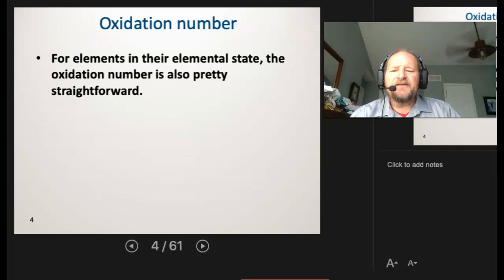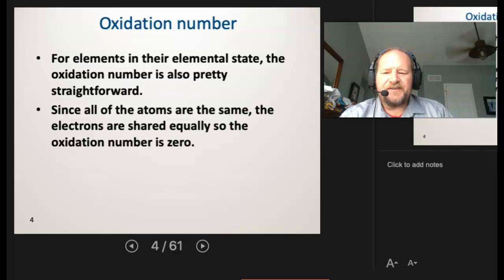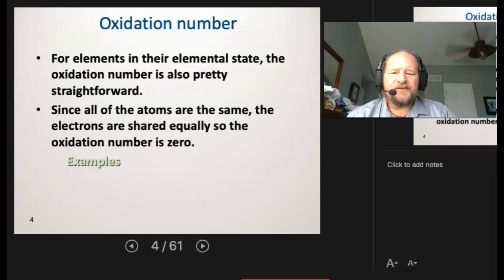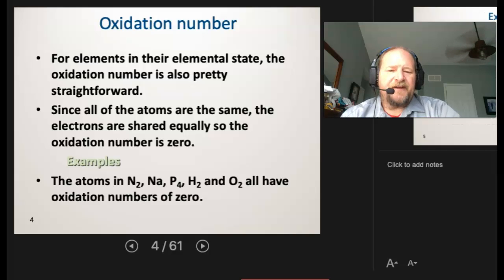All right, so oxidation number for elements in the elemental state is also pretty straightforward. It's simply going to be 0. In other words, if we're looking at atoms of nitrogen gas where it's N2, the oxidation number is going to be 0. If it's sodium metal just sitting by itself, then it's also going to be 0. P4, again, 0. Any of the diatomics are going to be zeros.